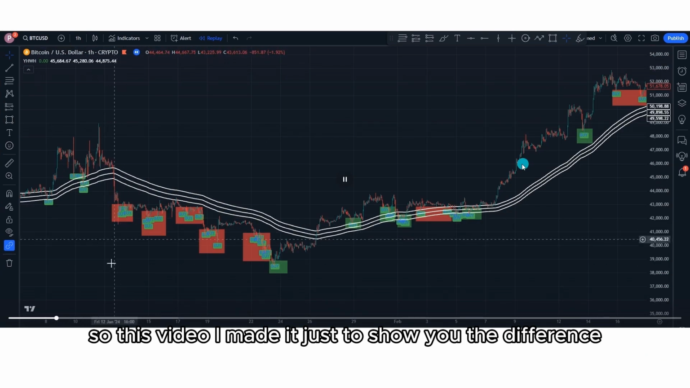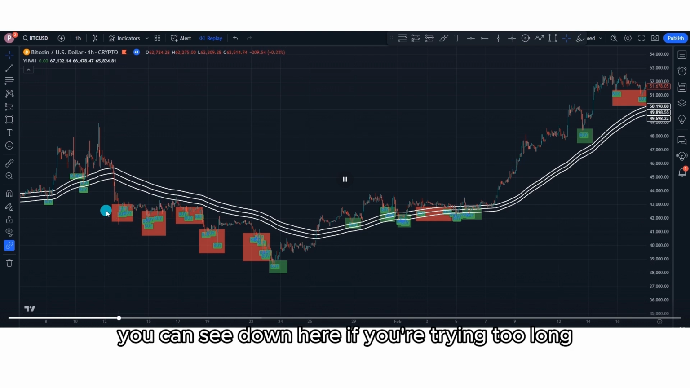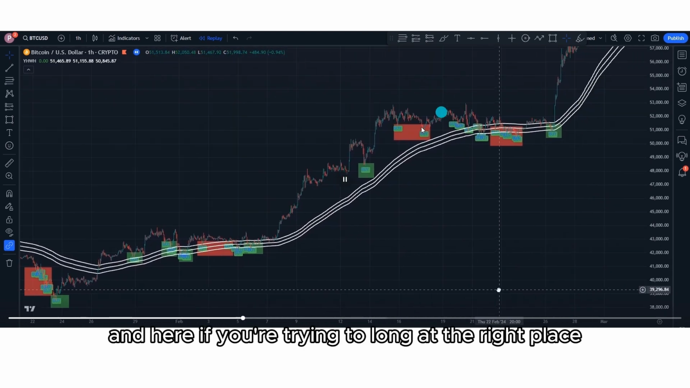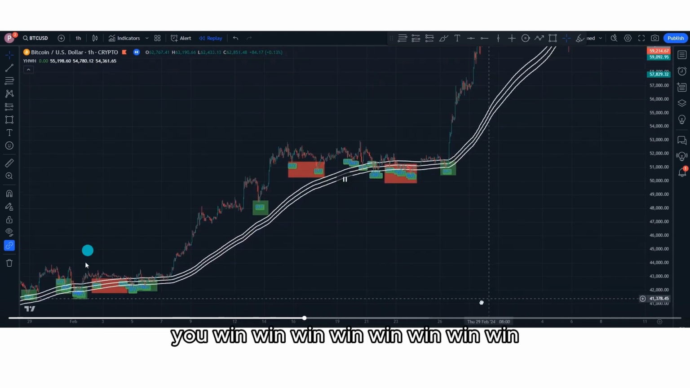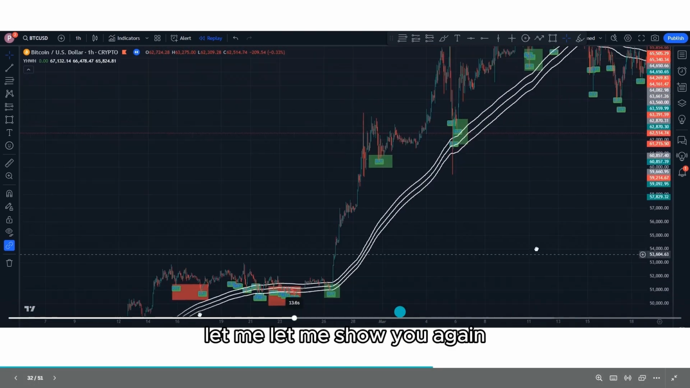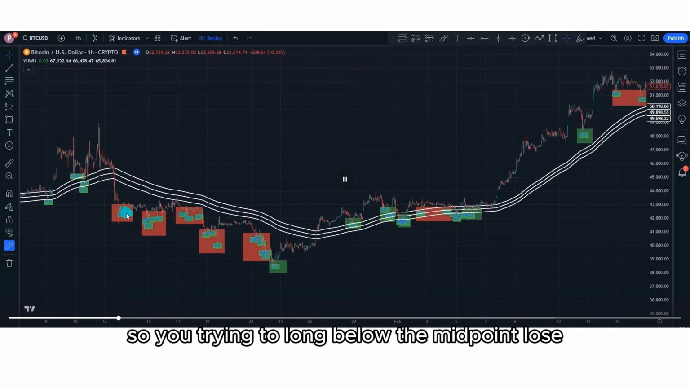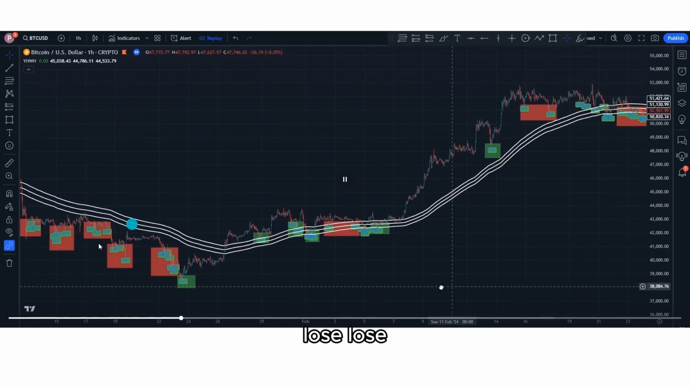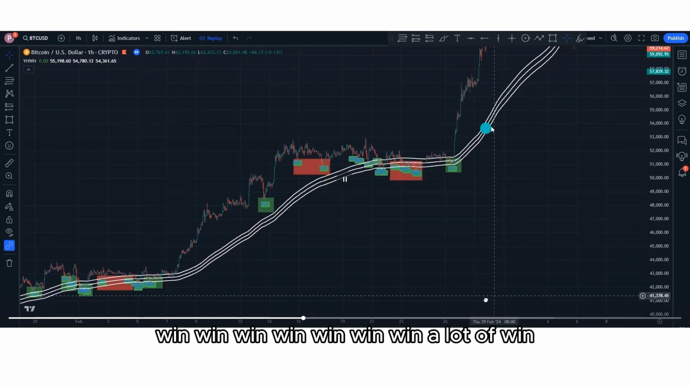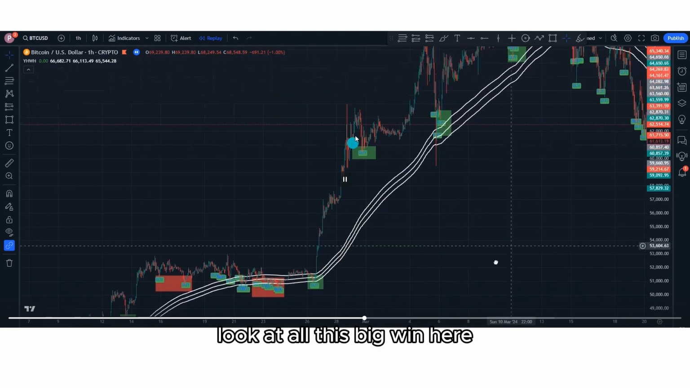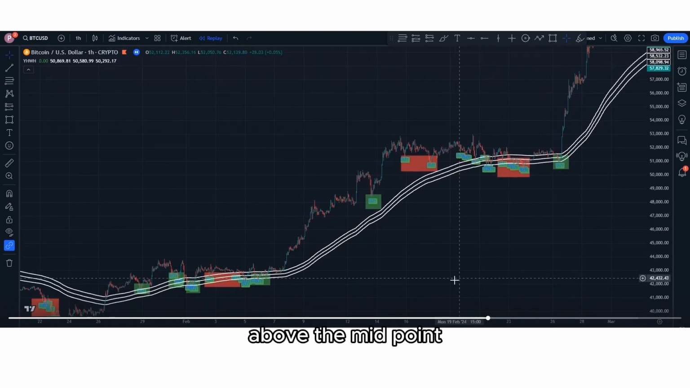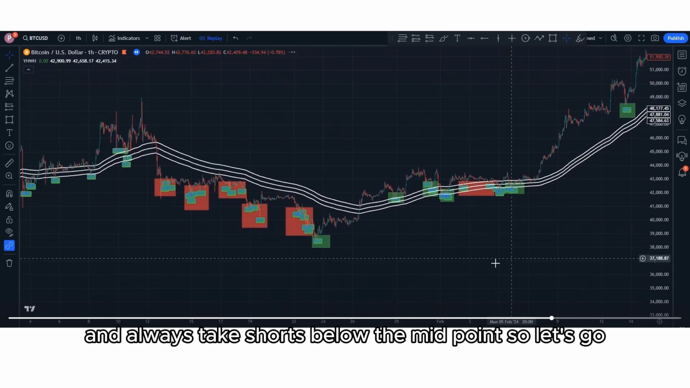I made this video just to show you the difference. You can see down here, if you're trying to long, you lose, and win once. And here, if you're trying to long at the right place, you win. I marked the win as green. If you're not understanding, let me show you again. Red is loss. So you're trying to long below the midpoint, lose, and when you do what you actually have to do, win. A lot of wins. Look at all these big wins here. So now I believe you understand why you should always take longs above the midpoint and always take shorts below the midpoint. So let's go.